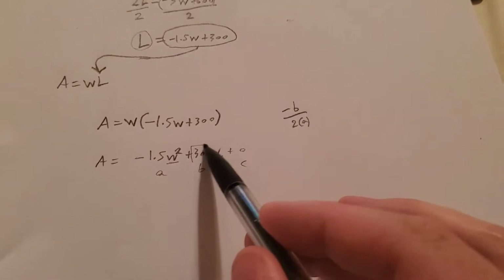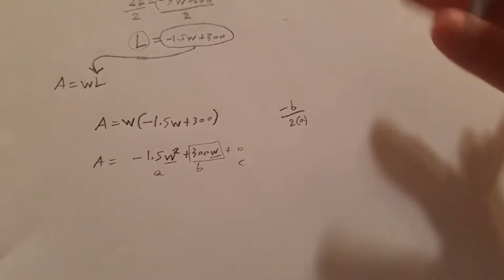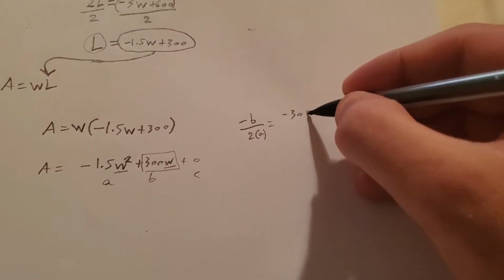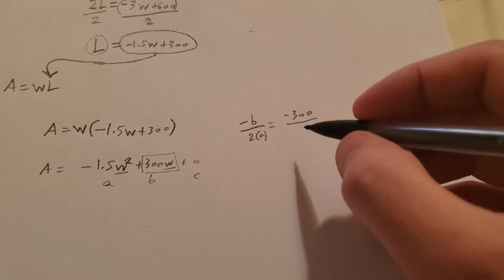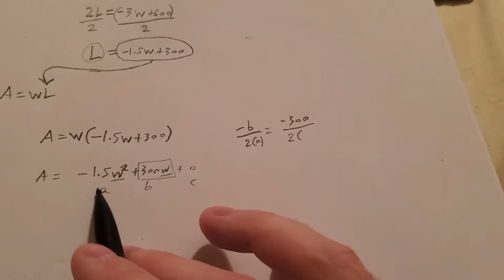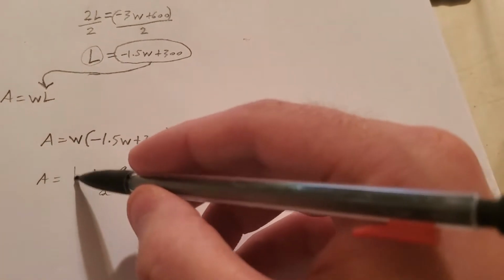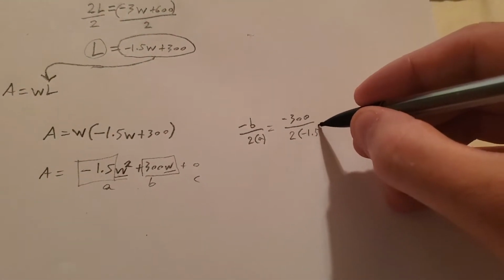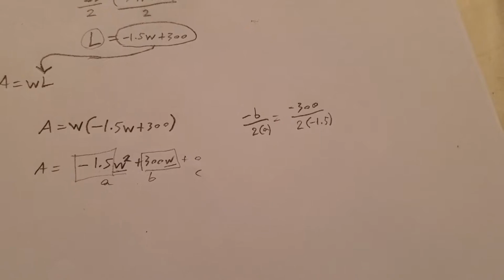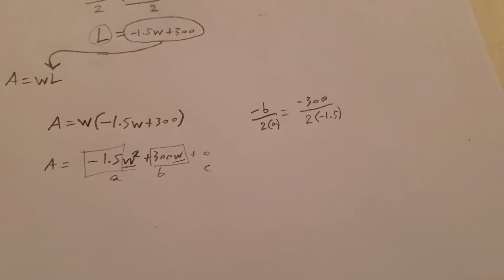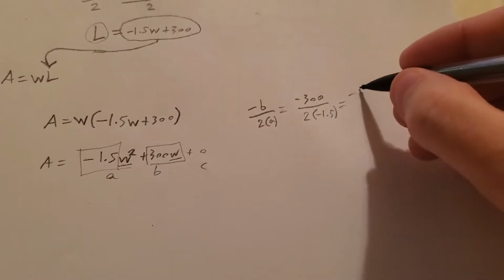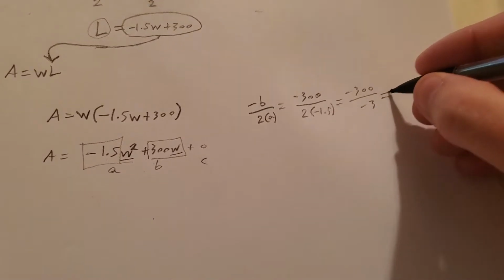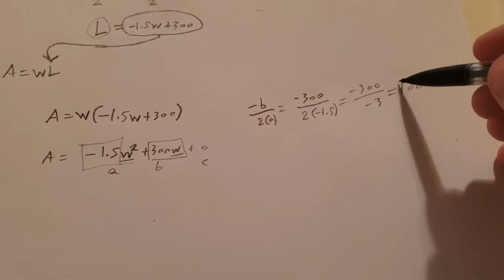So we're going to take this value. It's going to be the opposite of whatever the sign is here. So again, it's going to be negative 300. Negative 300 over 2 times, and what is this? Negative 1.5. The a value is negative 1.5. And then just go ahead and calculate that out. 2 times negative 1.5 is negative 3. This is really negative 300 over negative 3, which is just 100.